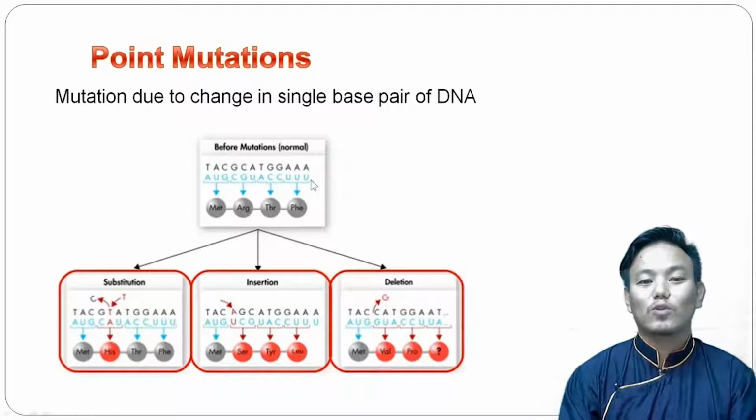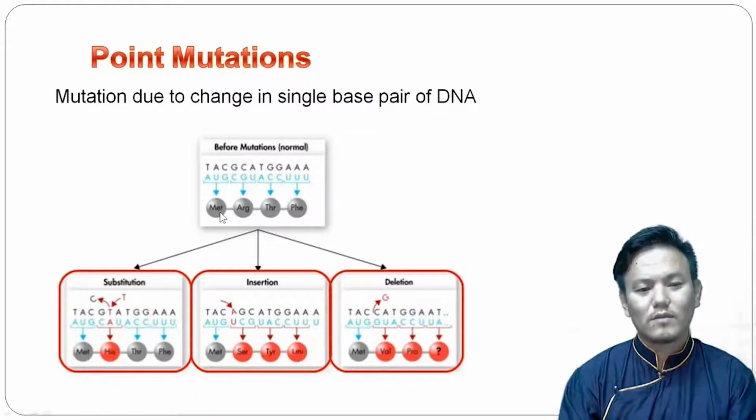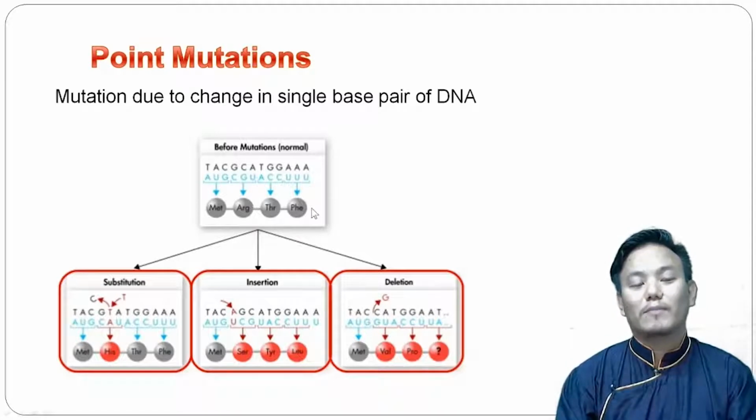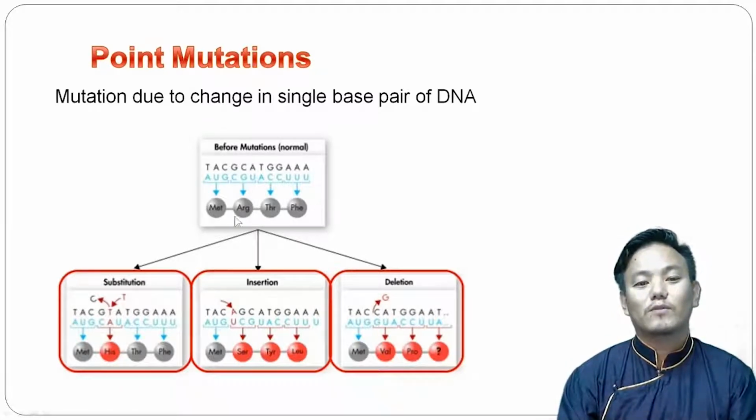So this is the normal gene, right? In this normal gene you can see the sequence of base pairs over here. And this gene will lead to formation of a protein, a sequence of amino acids, a polypeptide. So this is a polypeptide or protein. You can see the individual amino acids over here. So the normal gene will produce this sequence of amino acids. Now let's look at each form of point mutation.